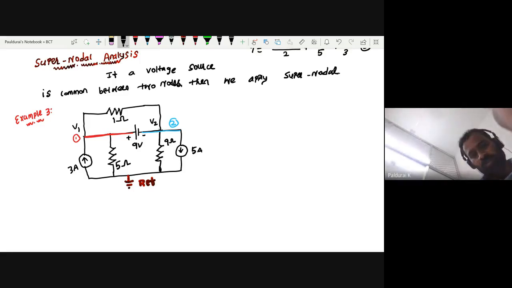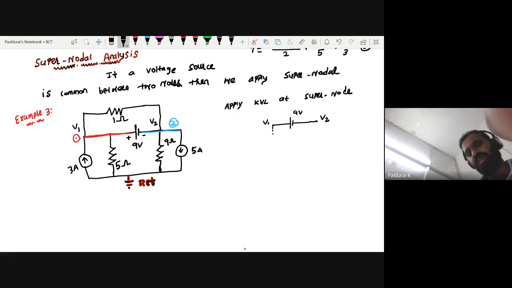Now between V1 and V2, you are having a 9-volt source. So what will you do? First, apply KVL at the supernode. I am redrawing this. So it is V1, 9 volt, and here it is V2. The equivalent is plus minus, and this is also plus minus. Now apply KVL and let me know the equation.